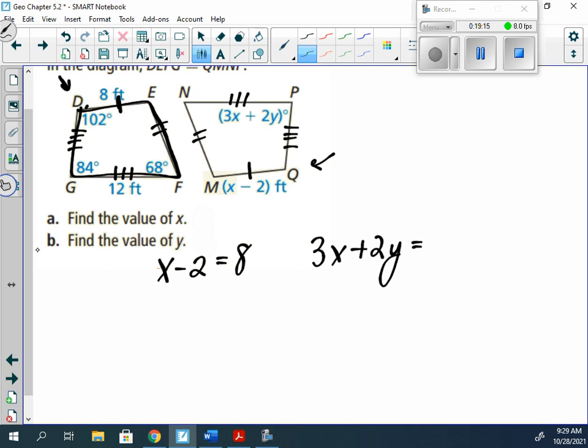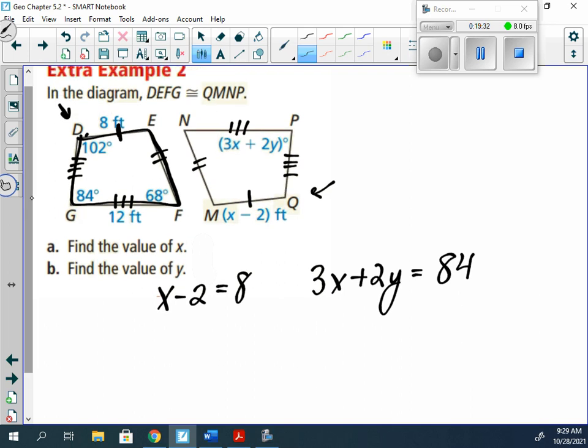Now we need to find its corresponding angle. Because it's between the line with 3 marks and the line with 4, 3 and 4 would be 84. We could also look at the description. So we're looking at angle P. Well, it lines up with angle G because it's less. P and G, G is 84.